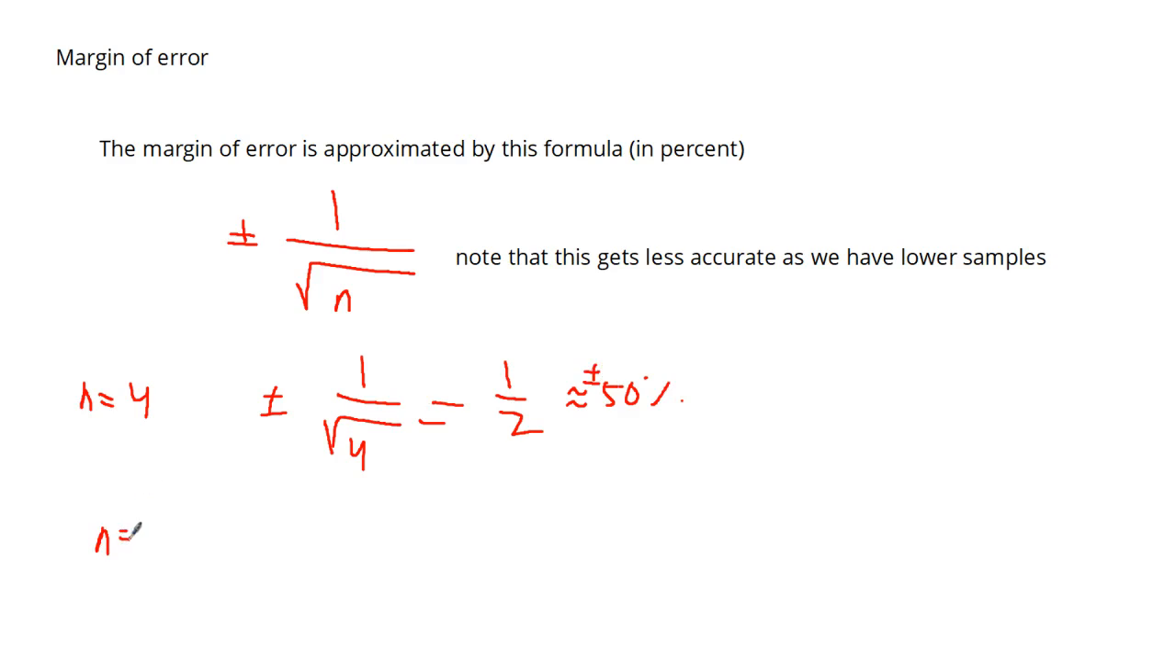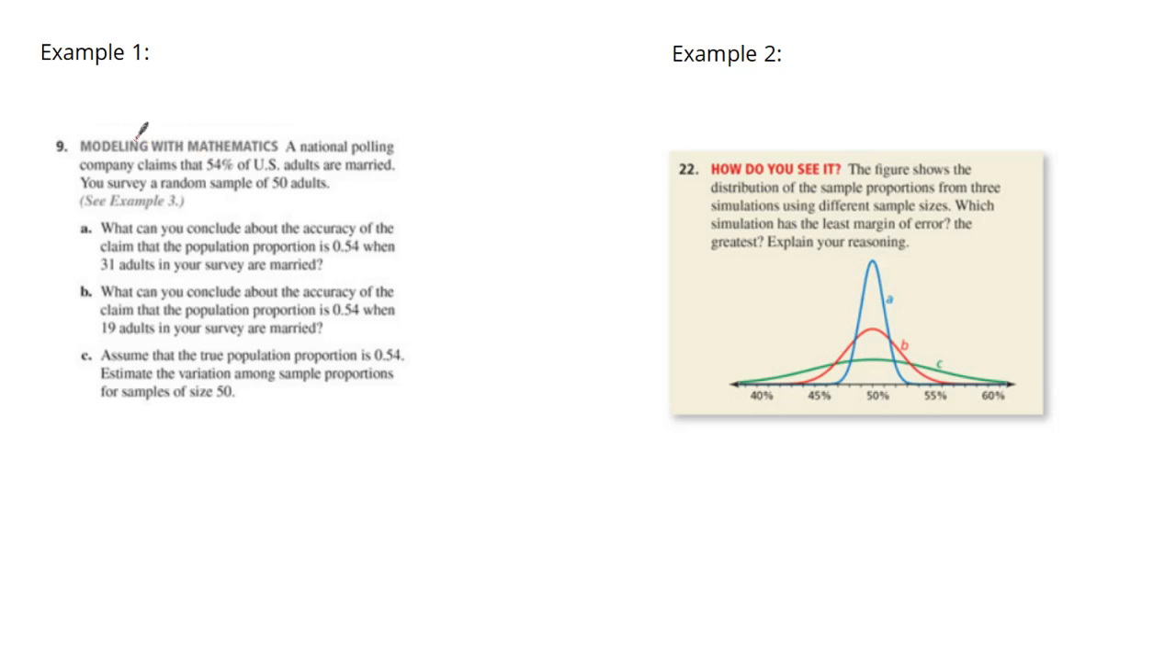If your n is, I don't know, 3600, you'll have plus or minus 1 over square root of 3600, which is plus or minus 1 over 60, which is a margin of error of around 1.67%, which is a lot better than the 50% you get when you only do 4 people, right? So that's the margin of error. And we're going to go through some examples. I'm only going to go through 3 examples today.